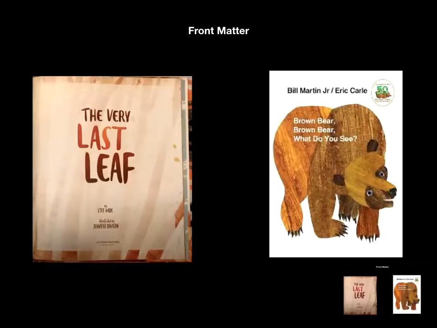The next approach is front matter. So like I said in the beginning, Brown Bear is written by Bill Martin Jr. and illustrated by Eric Carle. It was published by Henry Holt and Company on September 15th of 1996. And the whole book is asking the reader what they see on the next page, what that next animal sees. So the tone of the story is curiosity, wondering what's going to come next and what color it's going to be. The Very Last Leaf was written by Steph Wade and illustrated by Jennifer Davison, published by Capstone Editions on August 1st of 2020.